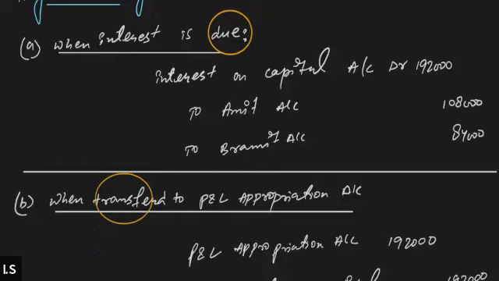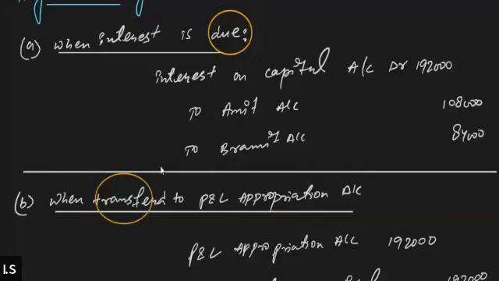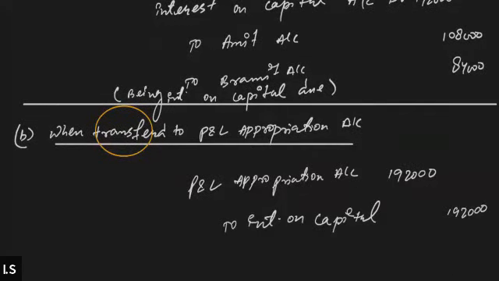Yes, sir, it's clear. Sir, please tell us the narration of both these. Yes, narration. You can simply write it as, for the first general entry, being interest on capital due. Let me write it here: being interest on capital due. And the second is for transferring it to the P&L appropriation. So the narration for this will be being interest on capital transferred to P&L appropriation.